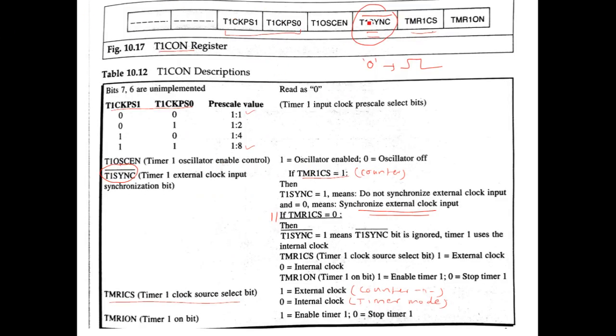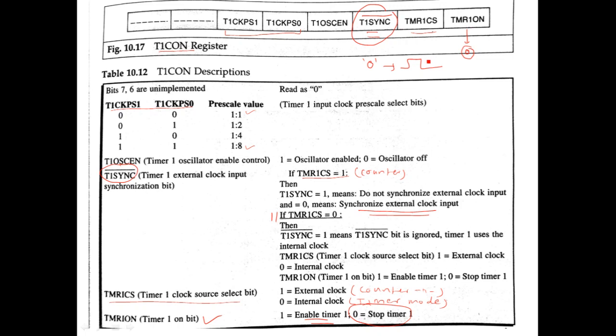Then there is the timer 1 on bit. This bit switches the timer 1 section on or off. When this bit is 1, it enables the timer. When it is 0, it stops the timer. If you don't want to use the timer for a given application, then you can keep this bit 0, so the timer section will remain off.